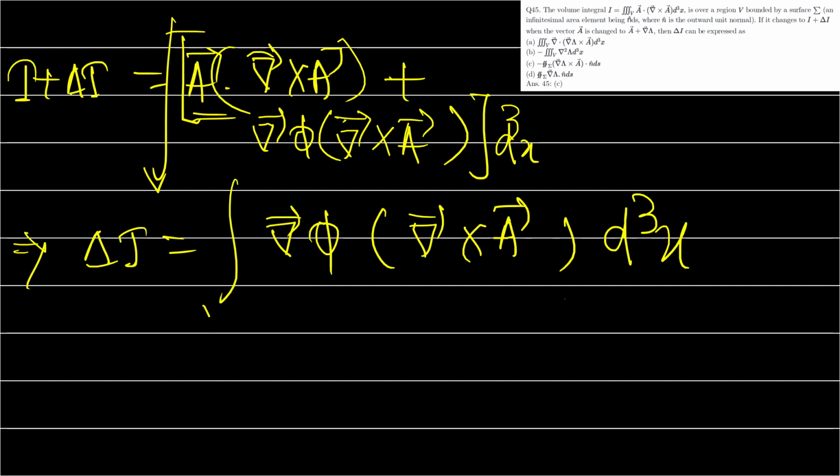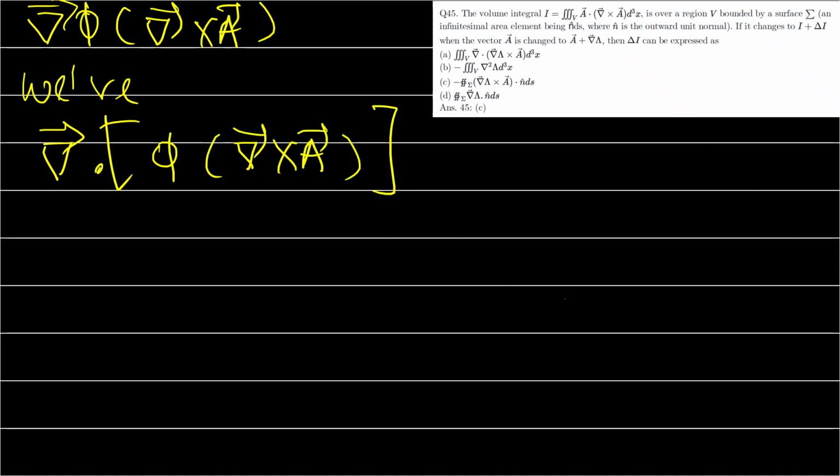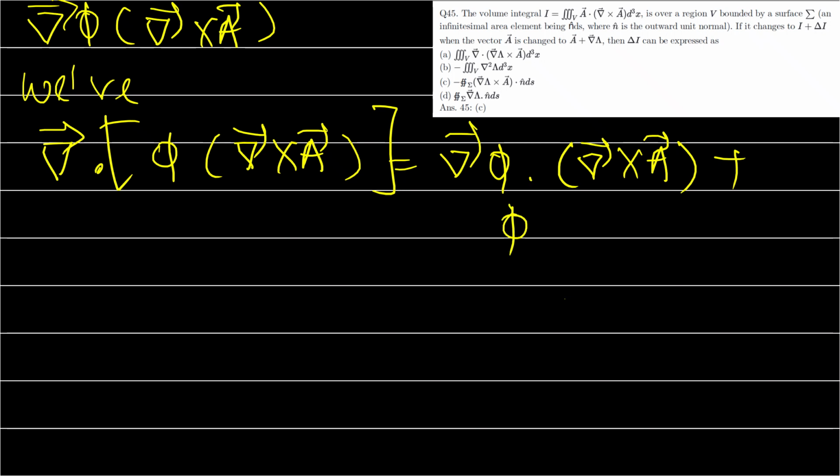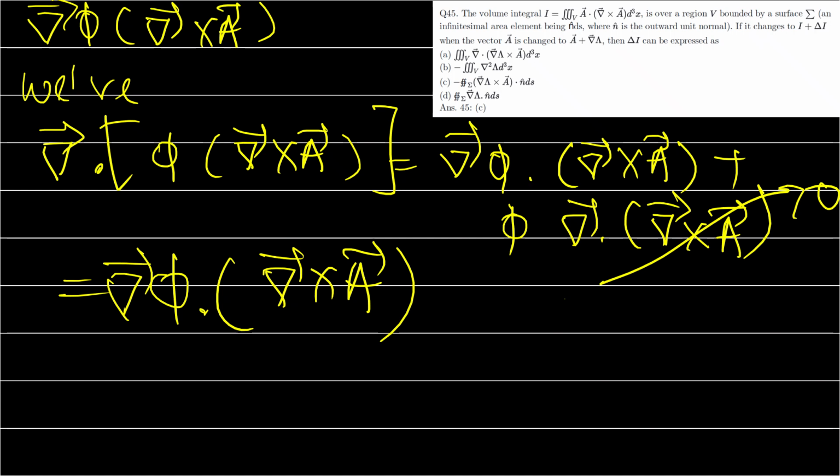the volume integral. Now let's find this in order to find delta I. It is asked in the question to find delta I only. Now in order to find grad phi dot curl A, we have the divergence of phi into curl A, which is equal to phi into divergence of curl A plus grad phi dot curl A. The divergence of a curl is nothing but 0. So this value is equal to grad phi dot curl A. So we can replace this value by this.